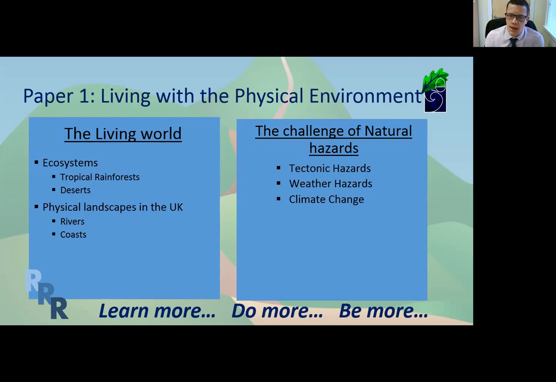We also look at physical landscapes in the UK, and we look at how rivers change and shape the UK, and how the coastline has been changed and shaped and can be managed as well. We look at the challenge of natural hazards, and within that we look at 3 main natural hazards. We look at tectonic hazards with some examples. We look at weather hazards, so hurricanes, etc. And we also look at climate change.